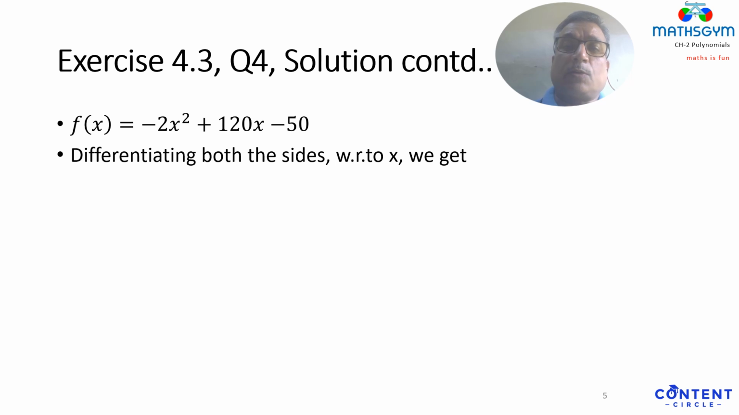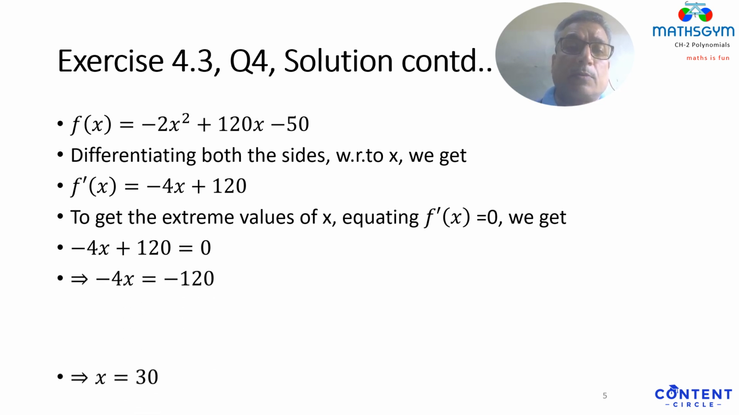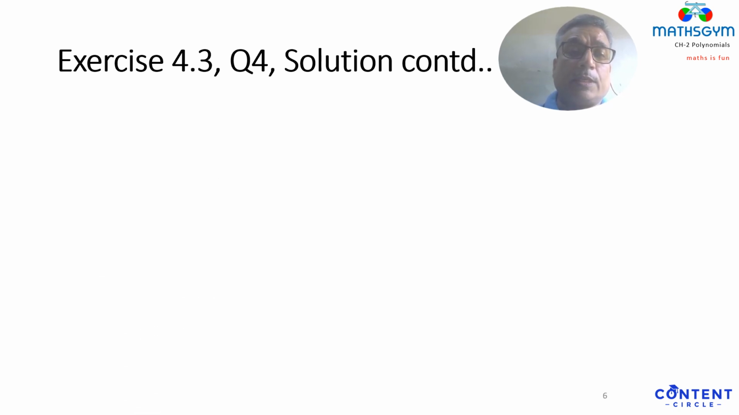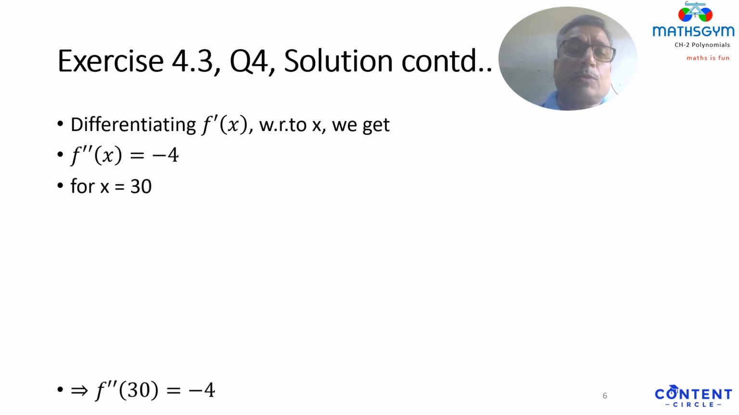Differentiating both sides with respect to x, we get f dash x is equal to minus 4x plus 120. To get extreme values of x, let's equate f dash x to 0, which is minus 4x plus 120 equal to 0. So we get minus 4x is equal to minus 120, which is x equal to 30. And now let us have a second differentiation. Again, differentiating f dash x with respect to x, we get f double dash x equal to minus 4. So for x equal to 30, f double dash 30 is equal to minus 4.